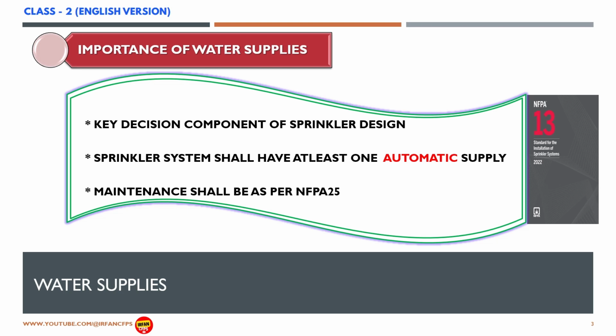A risk assessment may show that a second water supply is needed based on the reliability of the first water supply. Automatic water supply means that the activation of the water supply does not depend on human intervention. The proper maintenance of water supplies for sprinkler systems is critical and is addressed in NFPA 25, which is the standard for inspection, testing, and maintenance of water-based fire protection systems.